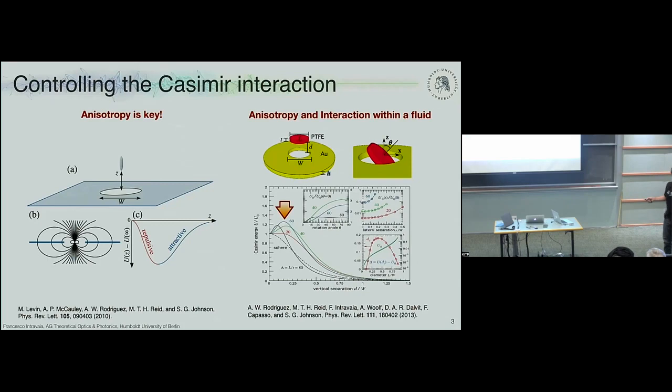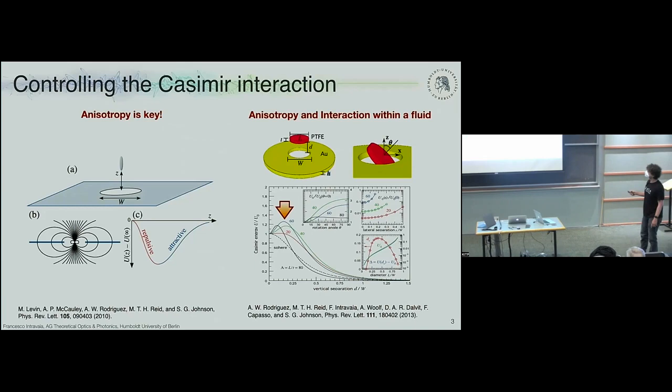Again, anisotropy here is key, but instead of a needle, you have a hockey puck. And of course, you have to use different materials. Here it is PTFE. Don't ask me, it's a very long name to pronounce. The plate is gold with a hole, and everything is immersed in water. In this system, you can show that the Casimir interaction between the hockey puck and the plate with a hole leads to a potential which forms a metastable trap here in the middle of the hole.